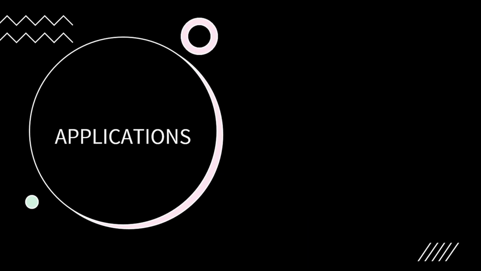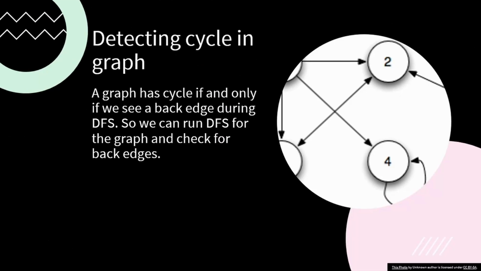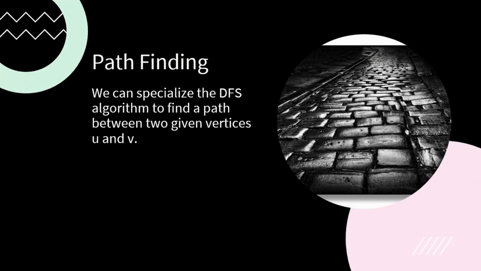Finally, moving on to applications of depth first search. Detecting cycle in graph. A graph has cycle if and only if we see a back edge during DFS. So we can run DFS for the graph and check for back edges. Pathfinding. We can specialize the DFS algorithm to find a path between two given vertices U and V.